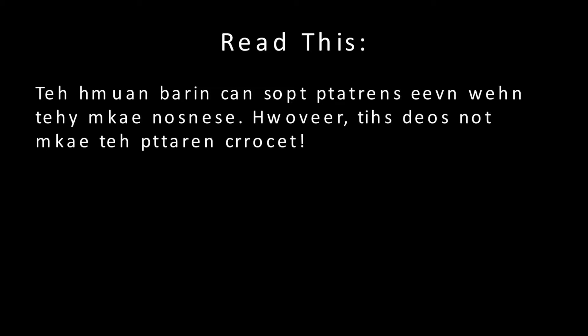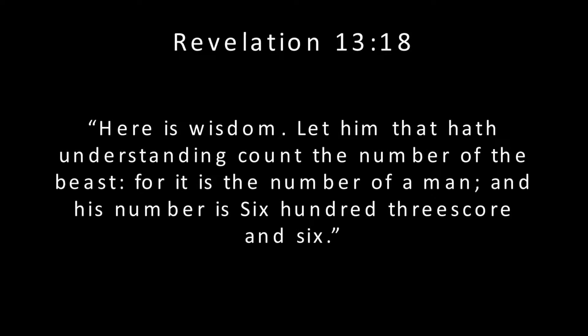The human brain can spot patterns even when they make no sense. However, this does not make the patterns correct, although we can spot them quite easily. So Revelation 13:18, here is wisdom. Let him that has understanding count the number of the beast, for it's the number of a man, and the number is 666. What's the formula used to determine that number? Doesn't say, does it?